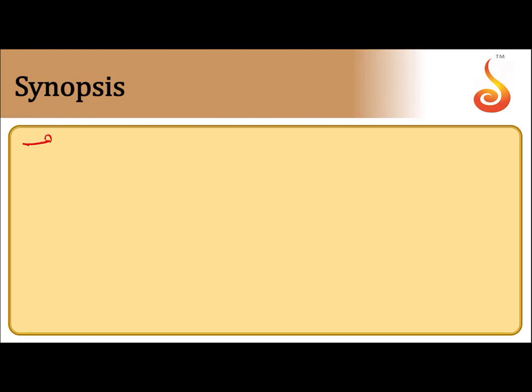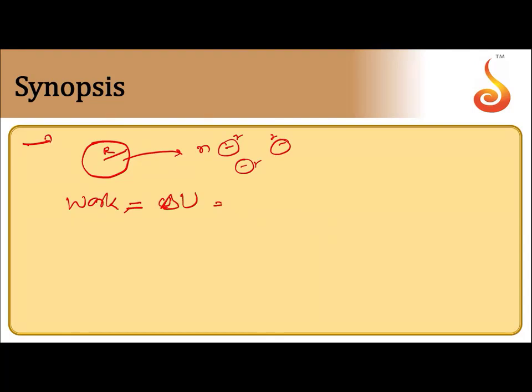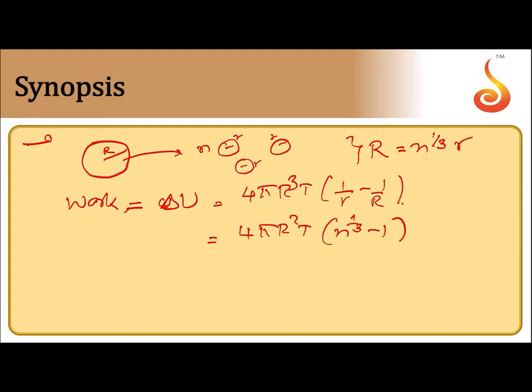Let us consider such a big drop. For example, here is a big drop whose radius is R, and we want this to be split up into n identical drops, each of radius r, say. Then again work has to be done. What is that work done? Work done is equal to change in the surface energy, and to find it out we need to relate the radii, and clearly you all know that R is equal to n to the power of 1 by 3 into r. Thus change in surface energy becomes delta U is equal to 4 pi R cube into T into (1 by r minus 1 by capital R). This can be simplified further: 4 pi R square T into (n to the power of 1 by 3 minus 1). So, the work done in such a case is given by this expression.